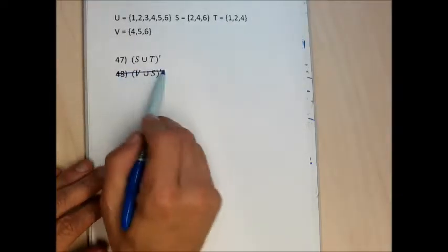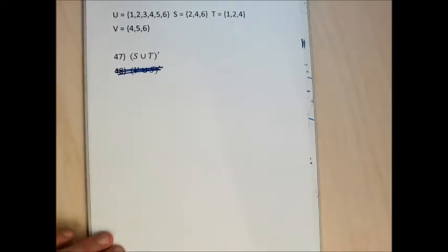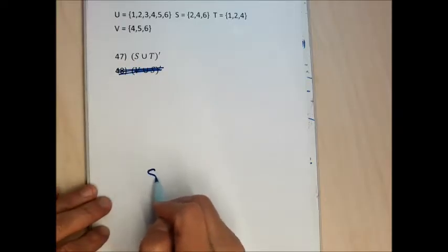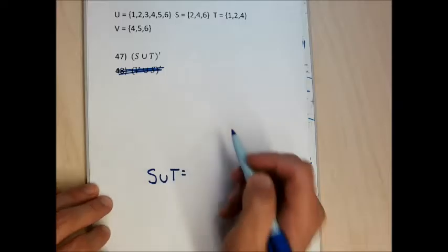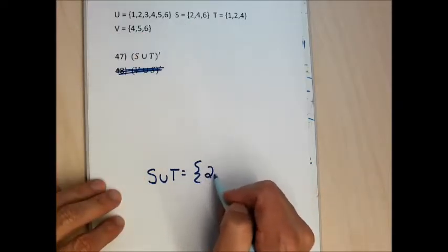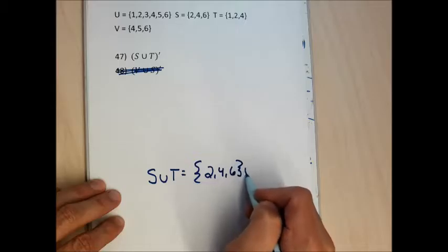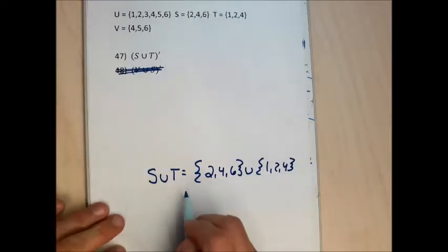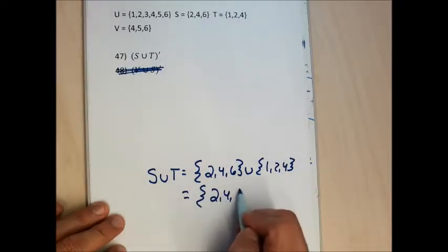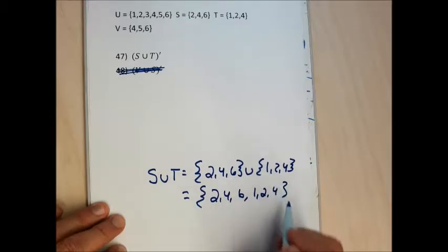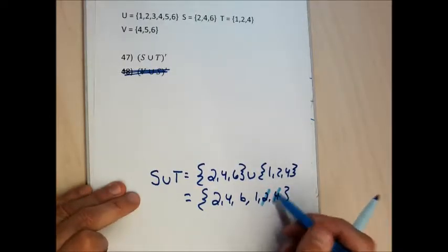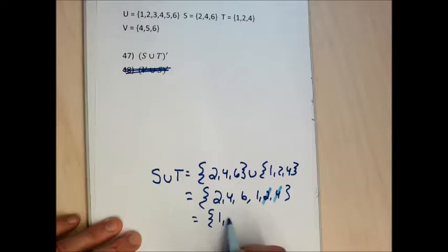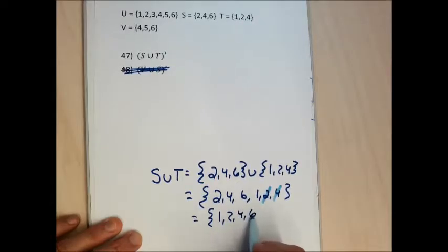Let me do 47 with you as opposed to 48, just so we knock out some of your homework to save yourself a little bit of work. There's a parentheses. I need to do the inside of the parentheses first. I'll do it off to the side here. So S union T is going to be the set S, which is the numbers 2, 4, and 6, union with the set T, which is the numbers 1, 2, and 4. When I union those two sets, I'm going to write 2, 4, 6, 1, 2, and 4. Any number that's written twice, I'm going to cross out one of them, only write one of each, and I'm going to write the numbers in a nice order. So S union T, I'm going to write as 1, 2, 4, and 6.